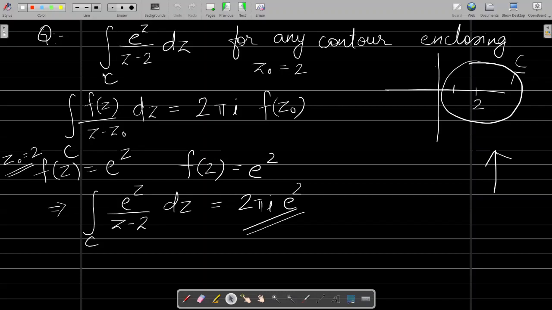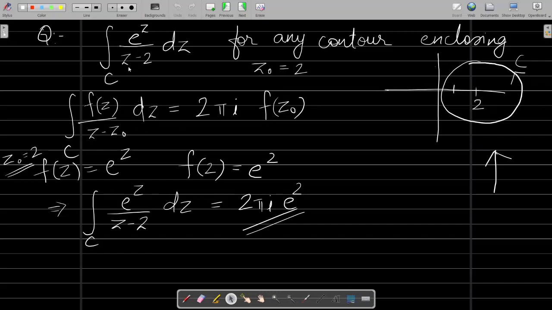Consider this question here. We will be evaluating integral over C e raised to z by z minus 2 dz for any contour enclosing z equal to 2. We have taken a representative contour here. We are having a closed curve C such that this point 2 is inside of our closed curve. Then using Cauchy's integral formula, integral over C f of z by z minus z naught dz is equal to 2 pi i into f of z naught.